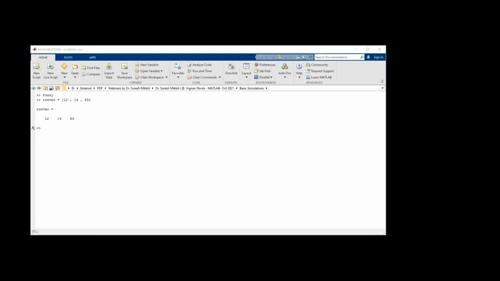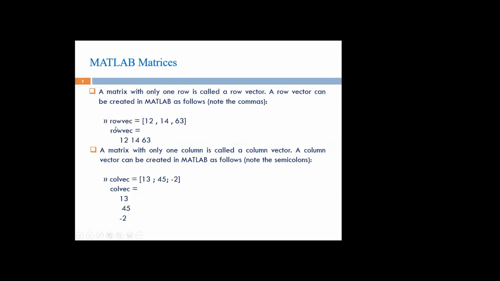If you want a column vector, 13 semicolon 45 semicolon minus 2 is given. I hope the screen is visible. So 13, 45, minus 2, you are getting column-wise. If you want row-wise, a comma will be given. If you want a column, it will be given as a semicolon. So a row is 12 comma 14 comma 63, as I have shown you, so you will identify a row vector. It will be a matrix, 12, 14, 63 will come. If I want a column vector, a semicolon will be used.